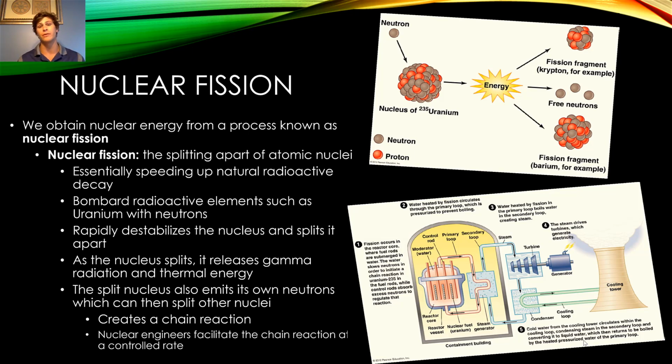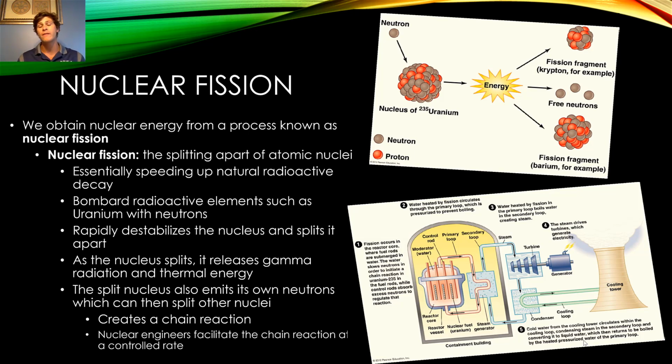Under the process of nuclear fission, we bombard radioactive nuclei with neutrons. So essentially, we are bombarding the nuclei of these radioactive uranium and plutonium atoms with neutrons in order to rapidly destabilize them. So in a natural scenario where these atoms would at some point or another eventually break apart and release energy in radioactive decay, we speed up that process by rapidly destabilizing these atoms so they break apart immediately.